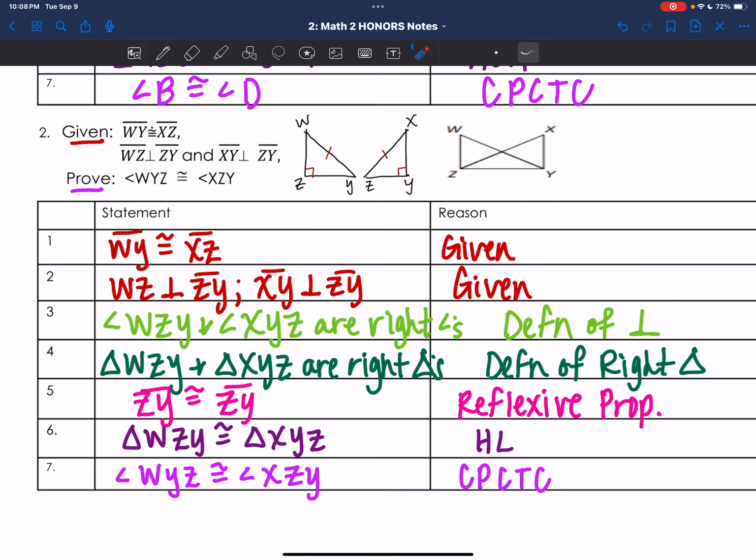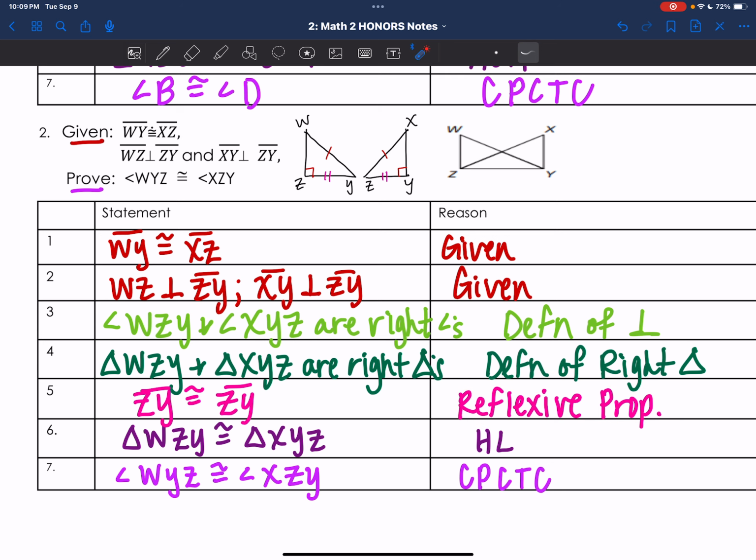Now that we've taken care of that, let's figure out any other information that we need to find. So for this, we have the hot pink. We know that ZY, did I do that correctly? Yeah, ZY is congruent to ZY, and we know that because they share the same side. Since they both share this side, that is your reflexive property. So we know these are congruent because they're reflexive.